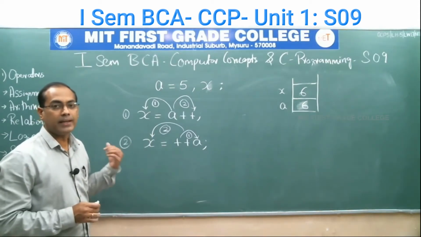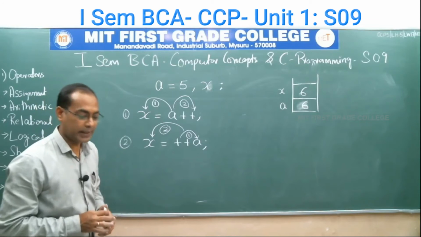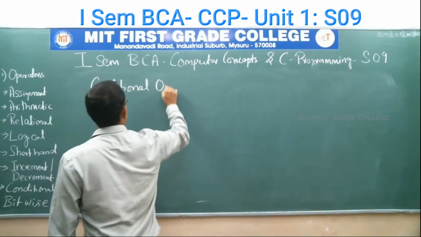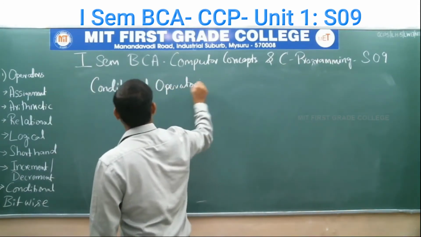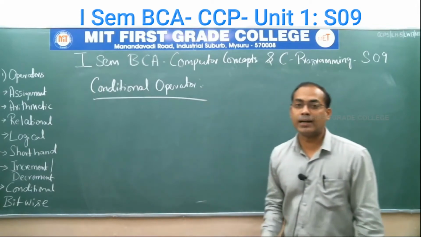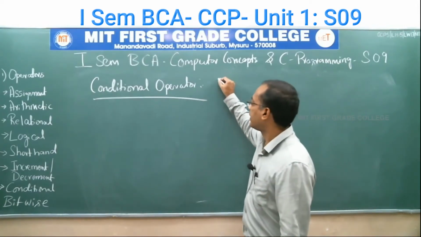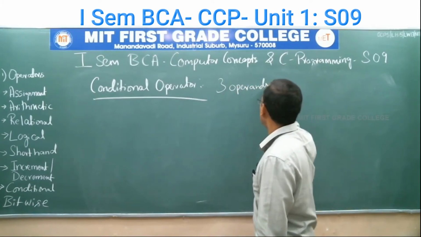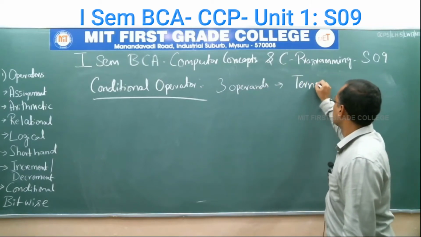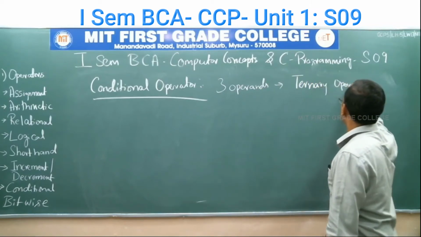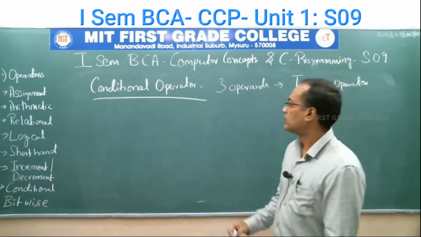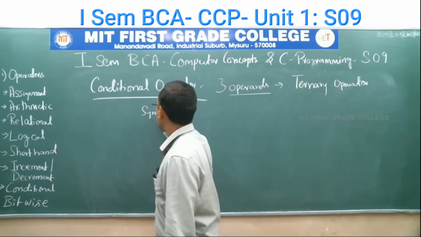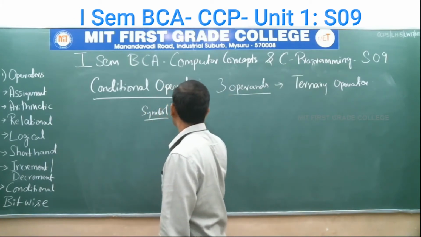Now we will see the next operator, that is the conditional operator. In the previous session, I mentioned that the conditional operator is the only operator that contains 3 operands, which means it is a ternary operator. So it contains 3 operands. What is the symbol used? The symbol used is the question mark.